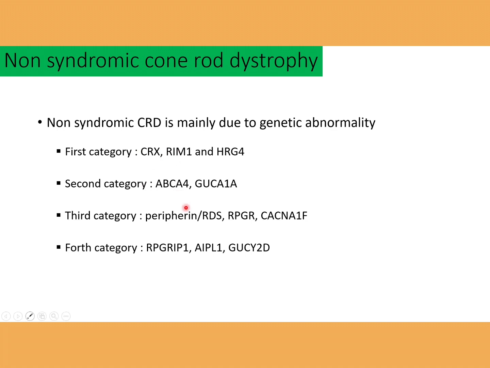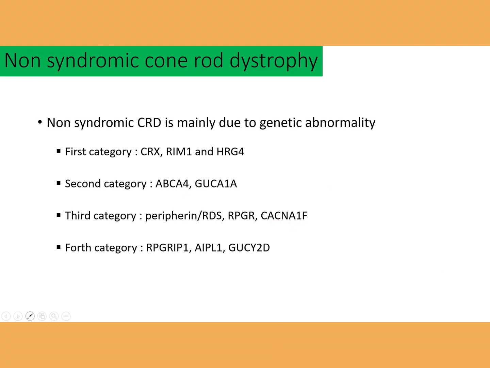So let's go to the second category. Here the second category has the ABCA4 gene. This gene can also cause Stargardt disease, and mutation of this gene leads to 30 to 60% of cases of autosomal recessive CRD. It is also observed that abnormality in this gene leads to Stargardt macular dystrophy and later affects the periphery of the retina. And the GUCA1A gene causes autosomal dominant cone rod dystrophy cases.